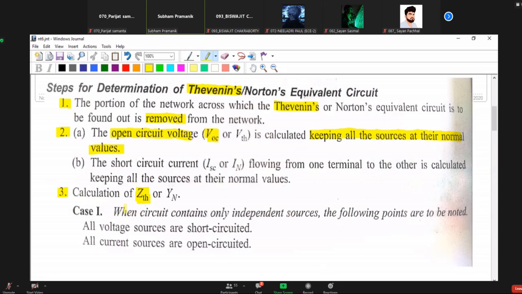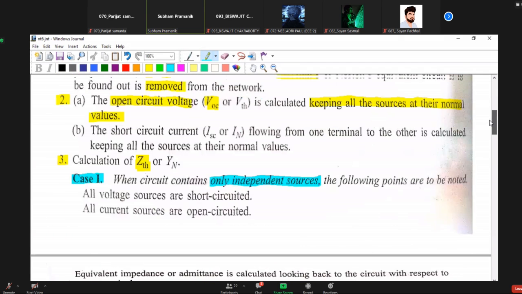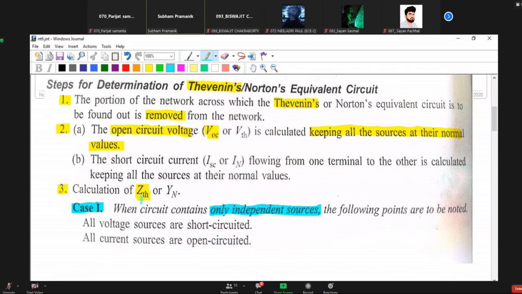Here the procedure will be different for three different cases. What is case one? Case one is what we just saw: when the circuit contains only independent sources. See, this is case one, followed by case two, case three. These are basically related to the third step where we are calculating that impedance ZTH.